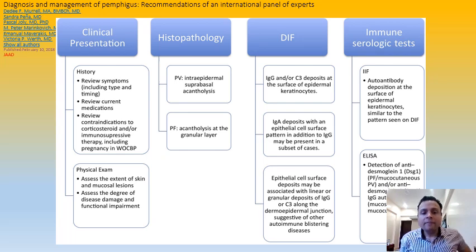Histopathologically, in pemphigus vulgaris you will get intraepidermal suprabasal acantholysis. You know what acantholysis is? It is a loss of cohesion of the keratinocytes. They get separated because of the dissociation and disorganization of the desmosome. That is primary acantholysis. Primary means the problem is happening in the desmosome, and secondary means it is in the keratinocyte.